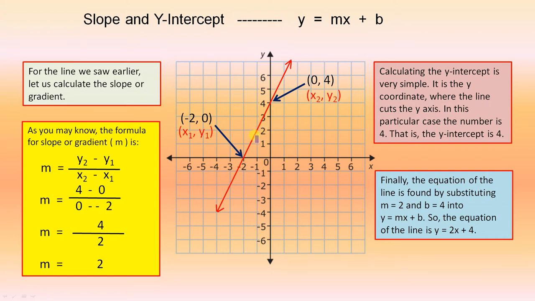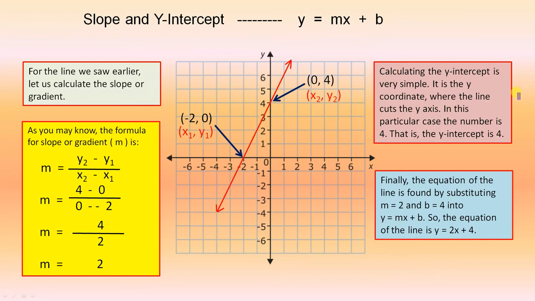So the slope of this line is actually 2. It's basically the vertical rise, which is a 4, over the horizontal run, which is a 2. 4 over 2 is 2. And because the line is sloped in that direction, it's a positive slope.